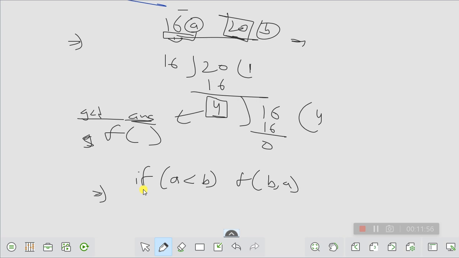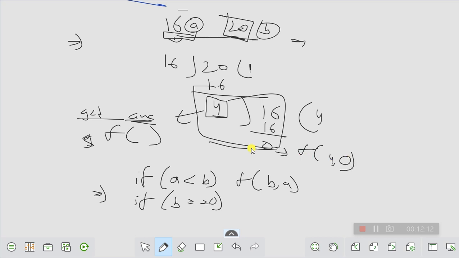Now what I'm going to do is, if at any time my divisor becomes 0, like b becomes 0, why am I checking that? You can see that the next step is we call the function for 0 and 4, isn't it? So here I can see that my divisor becomes 0, so at that time I'm going to return my dividend. So I'm going to return a.